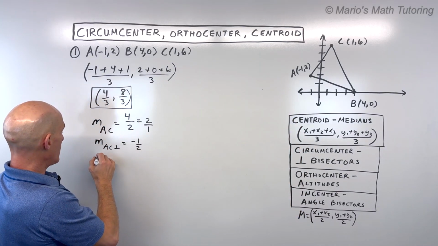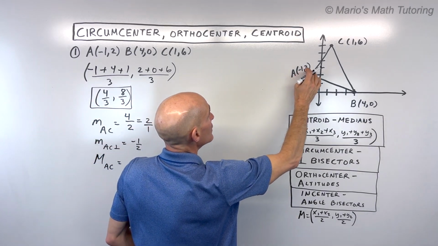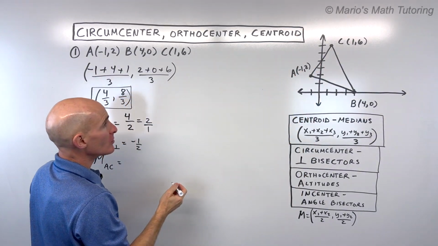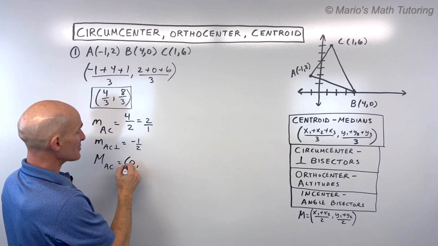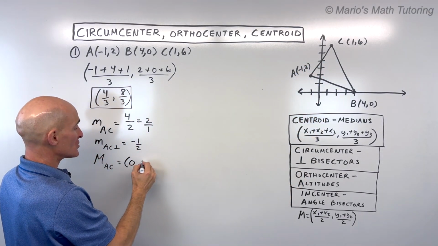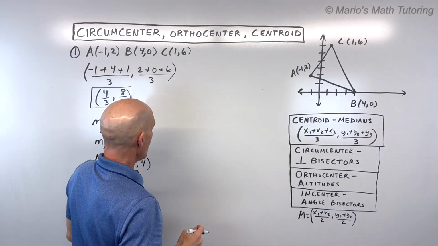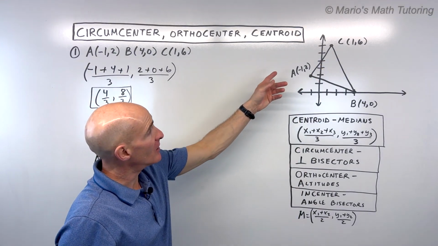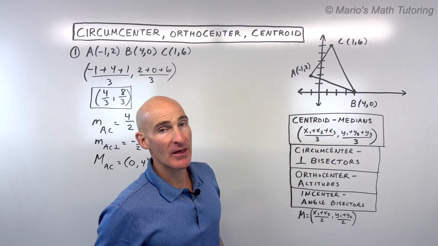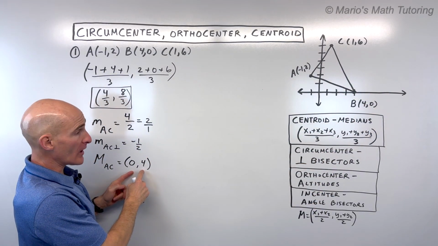So we've got the midpoint, capital M, of AC is equal to -1 plus 1, which is 0, divided by 2. That's going to be 0. And 2 plus 6 is 8 divided by 2, which is going to be 4. Okay, so you can see that's going to be right in the middle here. Now we can write an equation of that perpendicular bisector. And the way that we do that is we're going to use the perpendicular slope and this point.